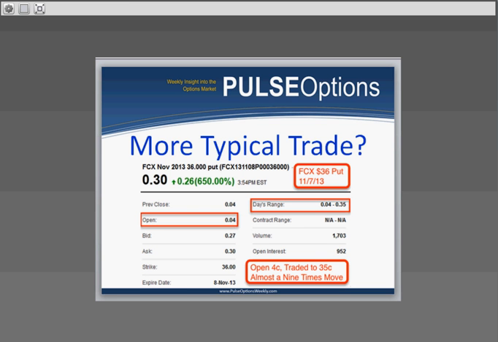This is FCX, Freeport-McMoRan. This is an option that in November of last year closed at 4 cents on one day. It opened the very next day at 4 cents, and it moved to 35 cents. Now, this is a stock that I had a student. He ended up buying it at 4 cents, and he sold it at 32 cents. Right? And that's quick mathematics. That's like 800 times your money, and that's maybe a little bit more typical.